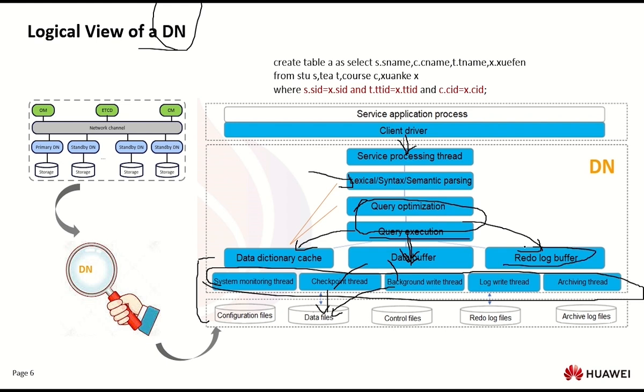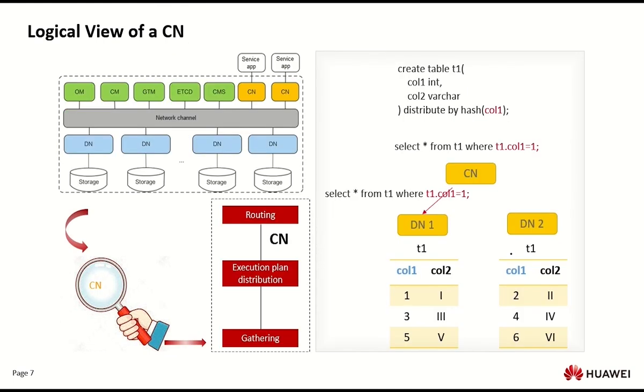The redo log, which is at first in the redo log buffer, will then be written to the redo log files on the disk using the log write thread, to force all the data consistent transaction logs to be written to the disk. CM.